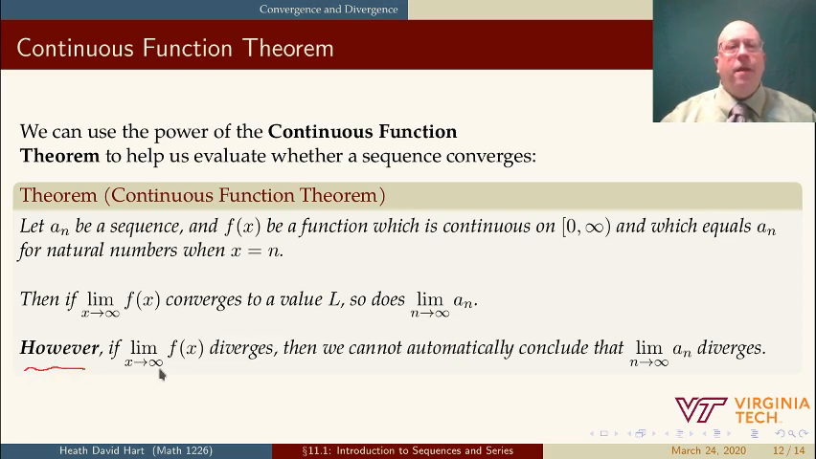However, if the function diverges, we cannot automatically conclude that the sequence diverges. It's possible that the continuous function can diverge and the sequence still converges. We will see an example of that, but it won't be the next example. It'll be one later on.